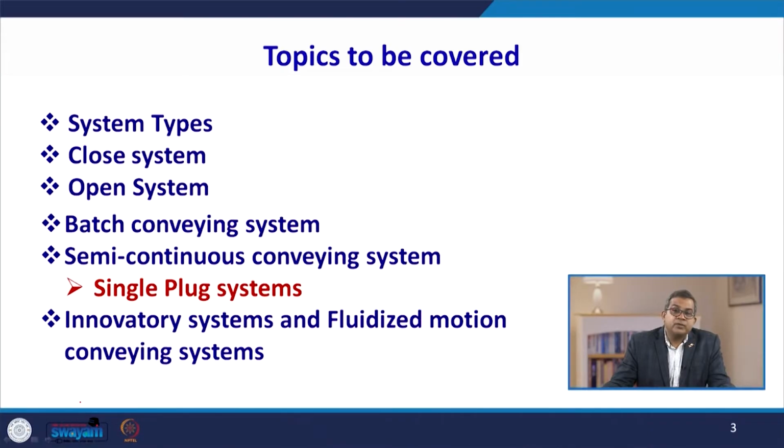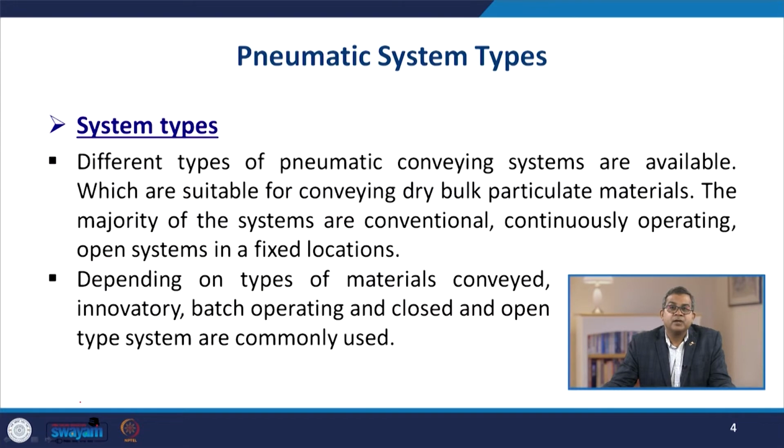In this particular lecture, we are going to discuss the different types of system: closed system and open system. Then we will discuss the batch conveying system and semi-continuous conveying system. We will discuss the single plug systems and innovatory systems in fluidized motion conveying system. So, let us talk about the types of pneumatic system.